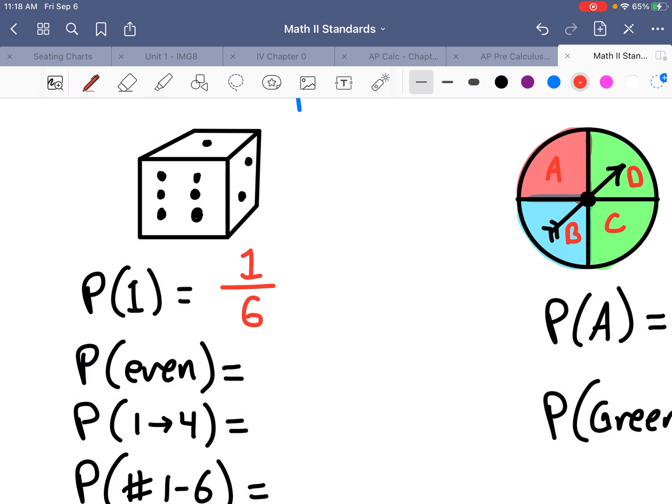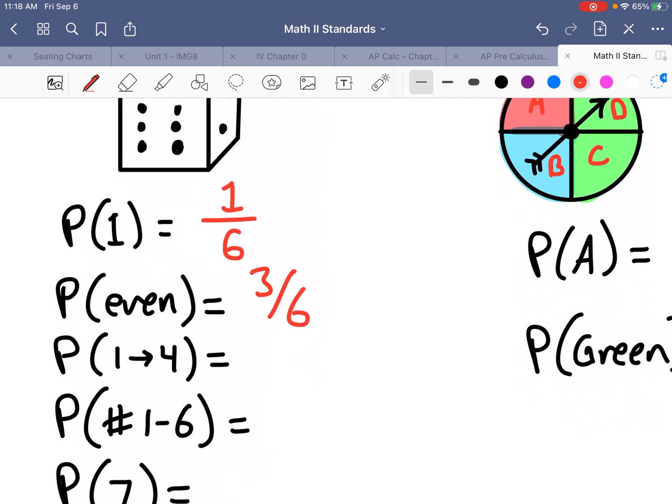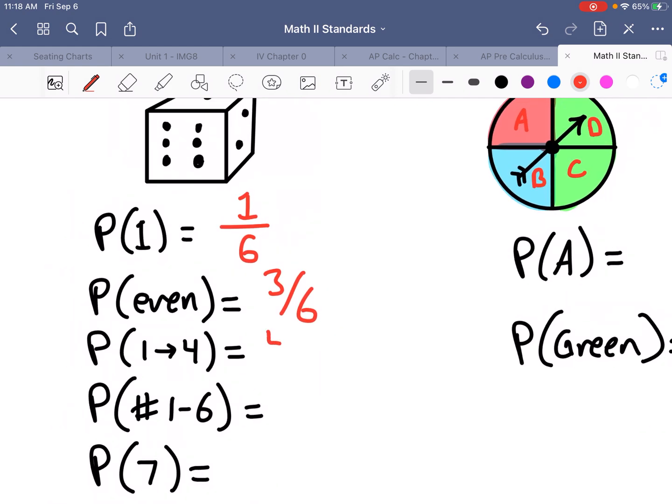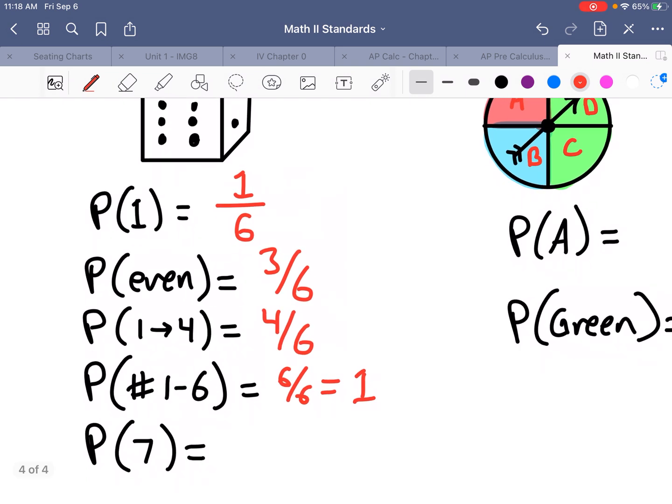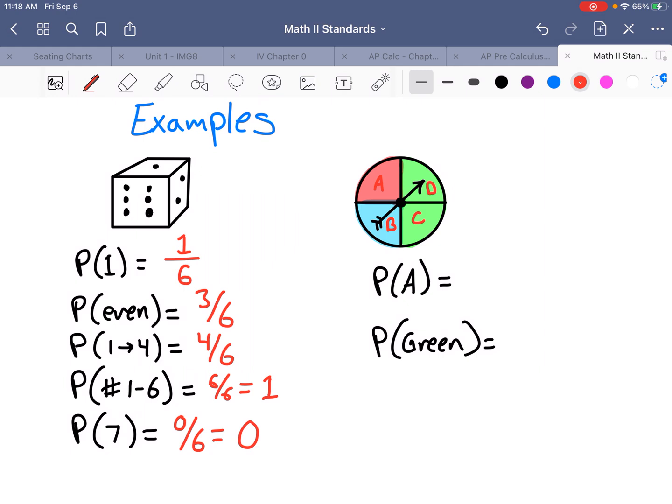The probability of getting an even number: on a number cube, we've got 1, 2, 3, 4, 5, 6. There are 3 even numbers out of 6 numbers total. How many numbers are 1 to 4? Well, that's 4 out of 6 of them. Numbers 1 to 6, well, that's 6 out of 6, which actually is just 1. Probability of 7? Well, there are no 7s, and when you take 0 divided by 6, you get 0. That's how you write a probability model.